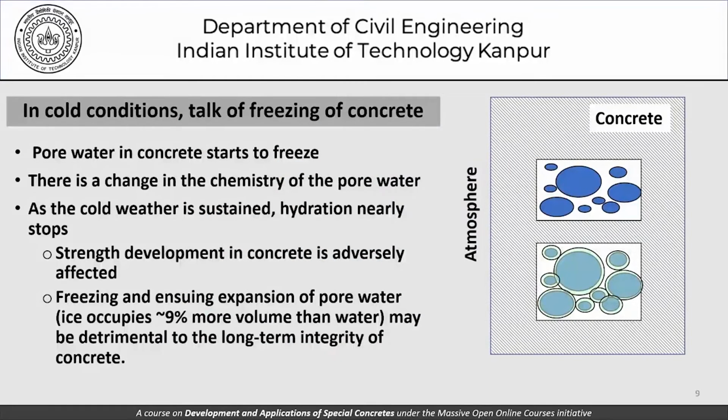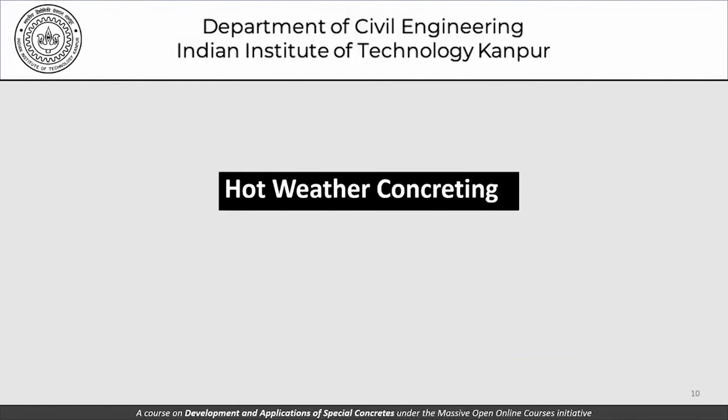In cold conditions, we had talked about freezing of concrete, where pore water starts to freeze. There's a change in the chemistry of pore water. As the cold weather is sustained, hydration nearly stops. Strength development is adversely affected. Freezing and ensuing expansion of pore water may cause detrimental effects on the long-term integrity of the concrete. These are the things that we have talked about in cold weather. Today it's the turn for hot weather. We just turn things around and go to what happens when the ambient temperature is higher than normal.